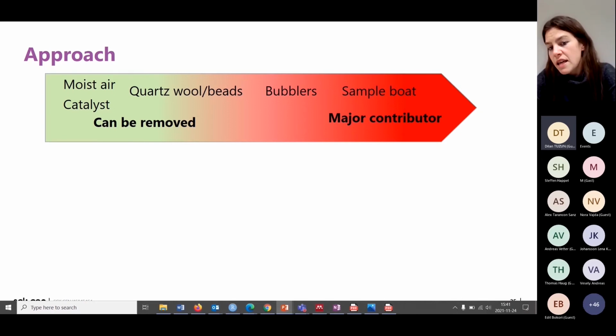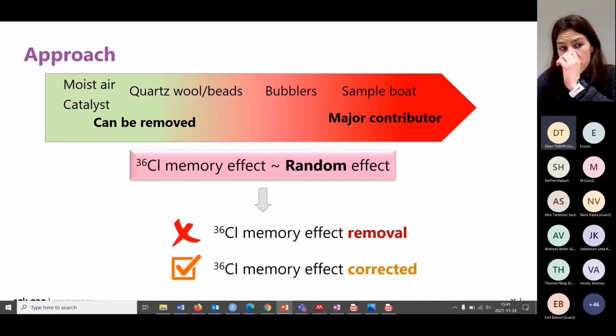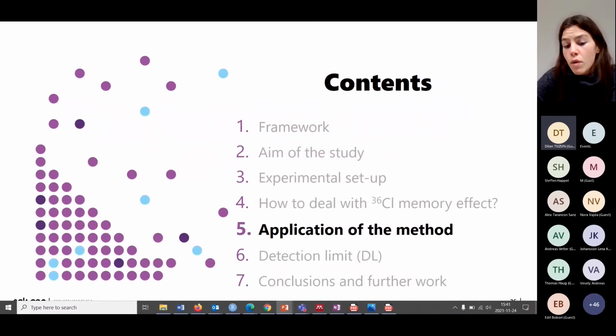But for us, the conclusion was that the major contributor to this chlorine-36 memory effect was the sample boats. So the conclusion of this approach was that the chlorine-36 memory effect is a random effect. We cannot completely remove it from the procedure, but we could somehow correct it. Once the procedure was optimized, we went on to the application of the method.